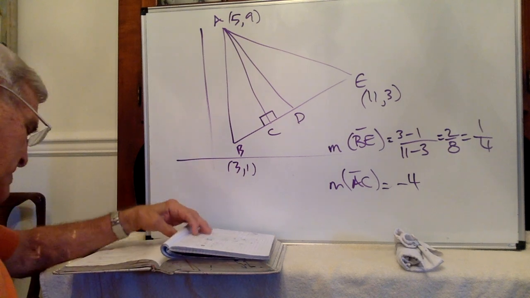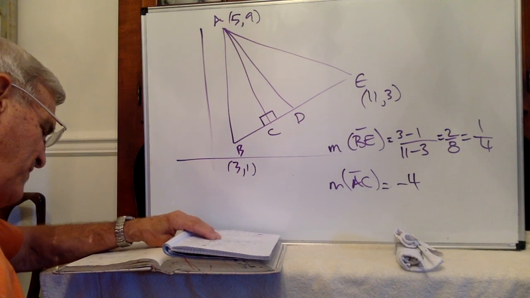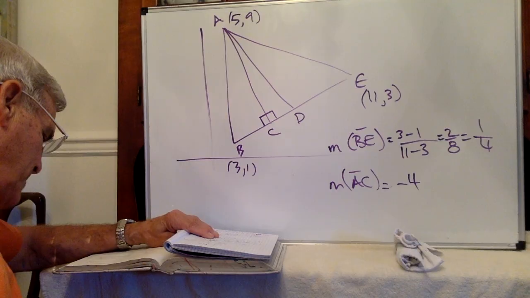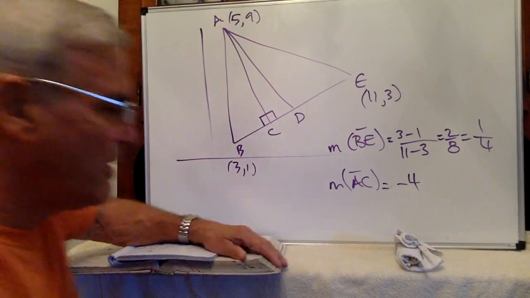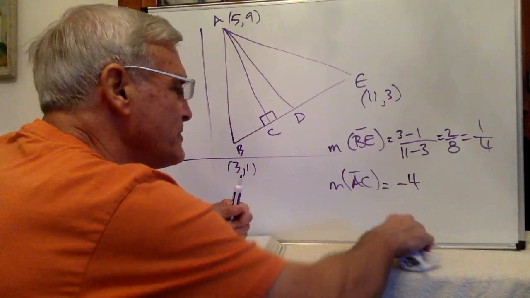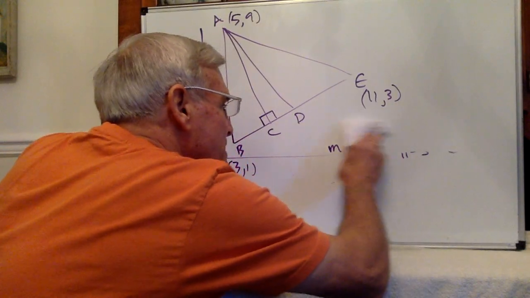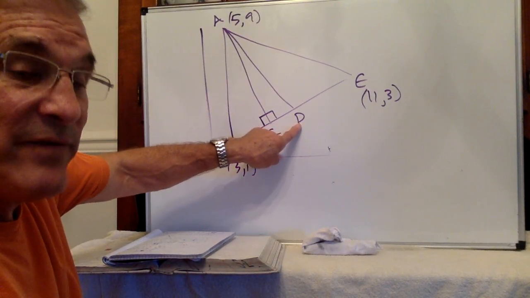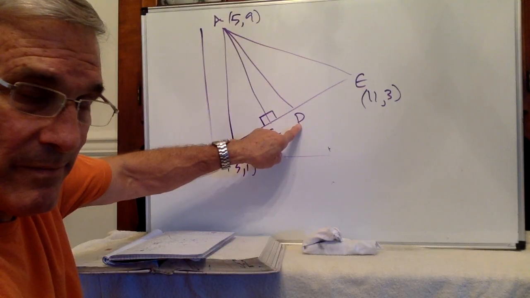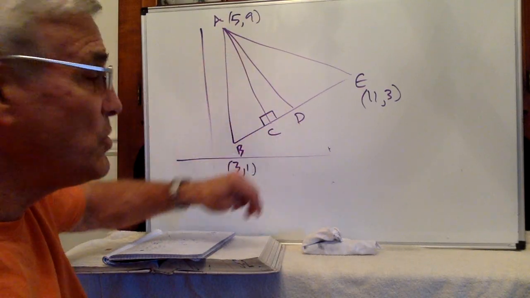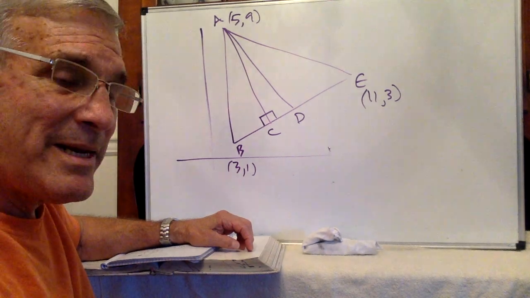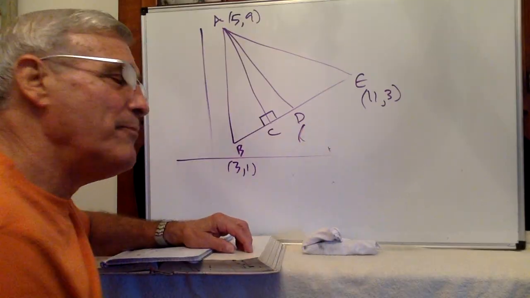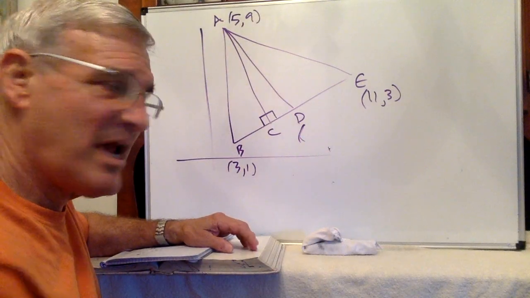Part C, it said find the slope of AD. All right, find the slope of AD. I'm going to erase this. I don't need these. To find the slope of AD, I do in fact have to find the coordinates of D. And I'm going to do that because you were told AD is a median, making point D the midpoint of line segment BE. So you had to use your midpoint formula. Average of the x's, average of the y's.